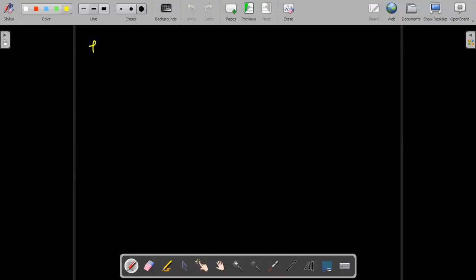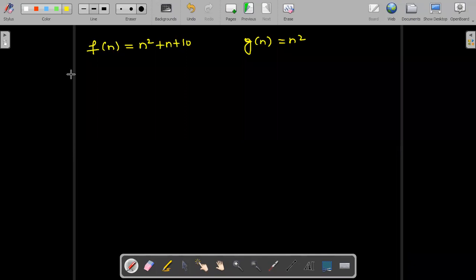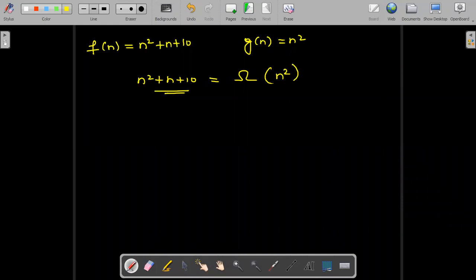See, I am going to take f of n. This is a function, please understand, guys. f of n is a function with the value n square plus n plus 10. Again, g of n is equal to n square. Now see what we have to prove: n square plus n plus 10 is equal to omega of n square. That is, f of n equals omega of g of n.